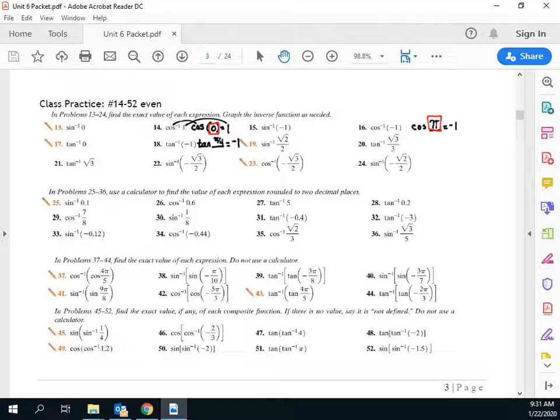So that means pi over 4 needs to be in the fourth quadrant. So how do I put pi over 4 in the fourth quadrant, guys? Say it. 7 pi over 4. It's hard to see, sorry. I'm trying to really make this work in here. But it's pi over 4 in the fourth quadrant.